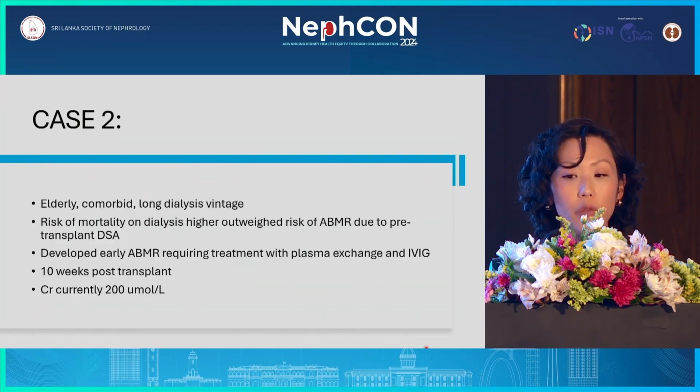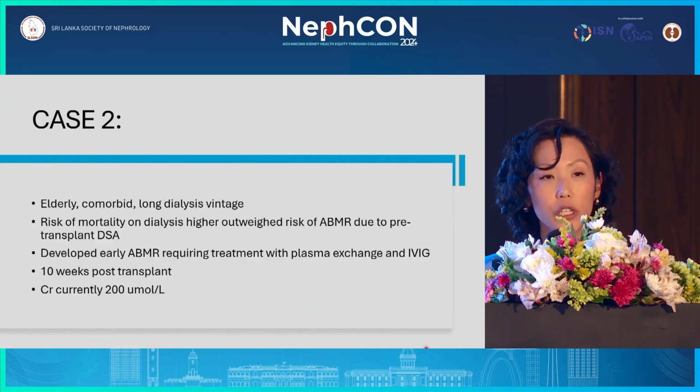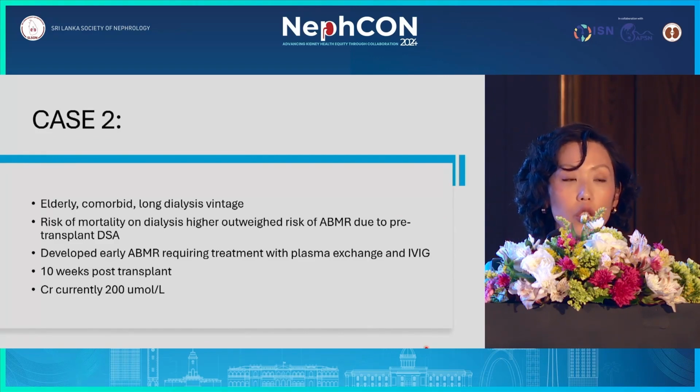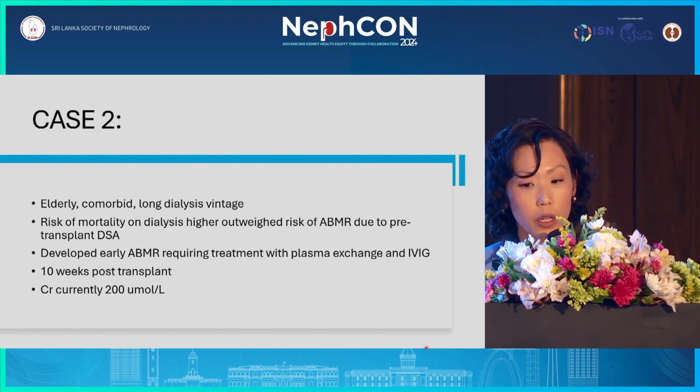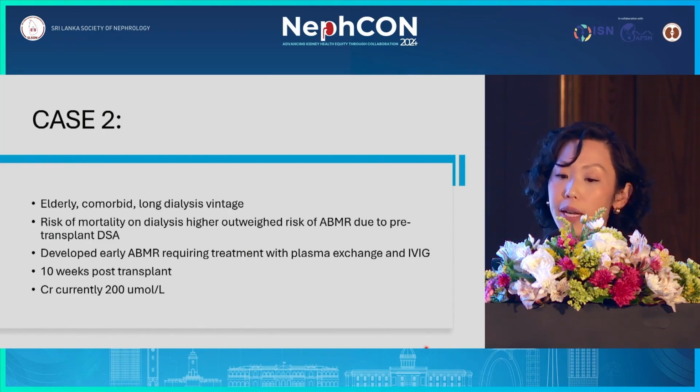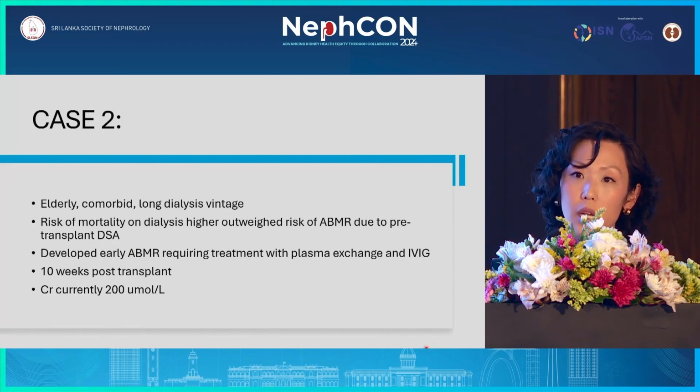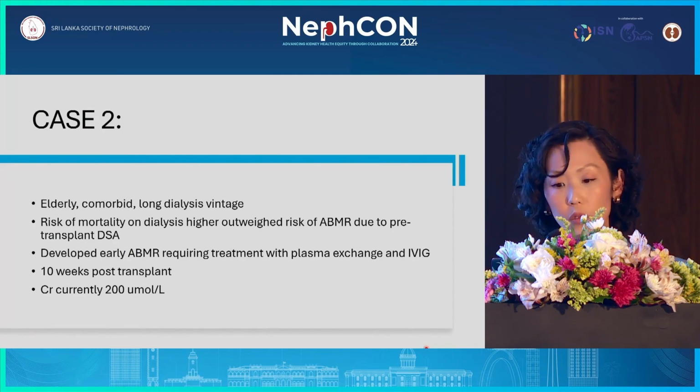For this patient, given her age and dialysis vintage, time was of the essence. We came to the conclusion that her risk of mortality on dialysis outweighed the risk of ABMR due to the low-level DSA, and we went ahead with the transplant. She did indeed develop early ABMR, requiring treatment, but has since stabilized and is now 10 weeks post-transplant with a creatinine of 200.